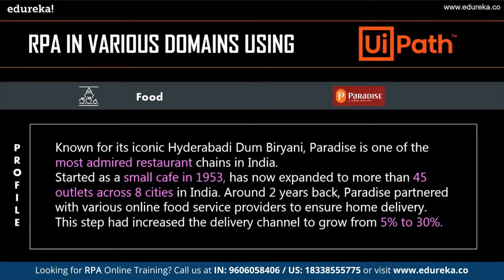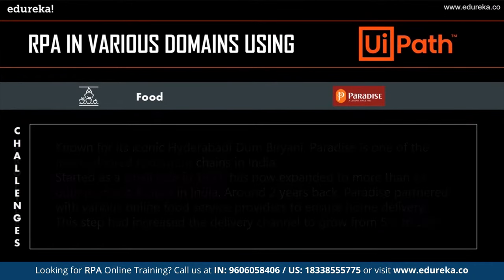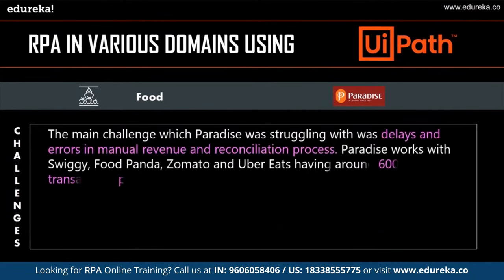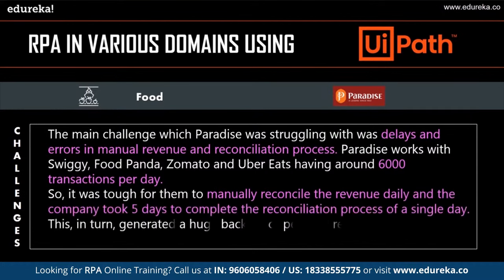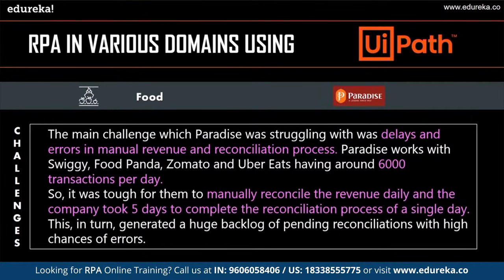Around 2 years back, Paradise partnered with various online food service providers to ensure home delivery, and this step has increased the delivery channel share from 5% to 30%. Now, the main challenge Paradise was struggling with was the delays and errors in manual revenue and reconciliation processes. Paradise works with Swiggy, Foodpanda, Zomato, and Uber Eats and has around 6,000 transactions per day.